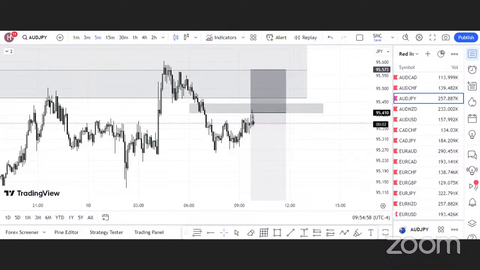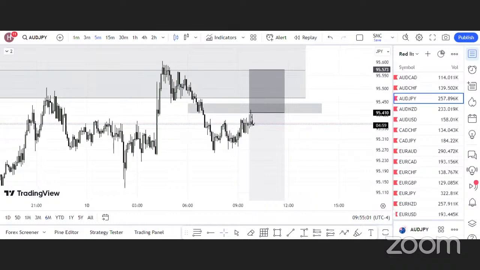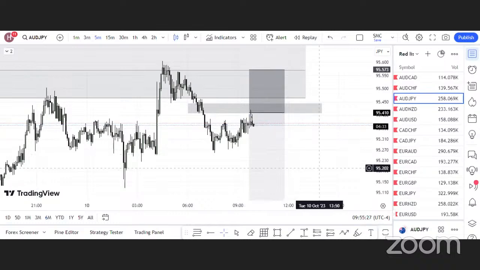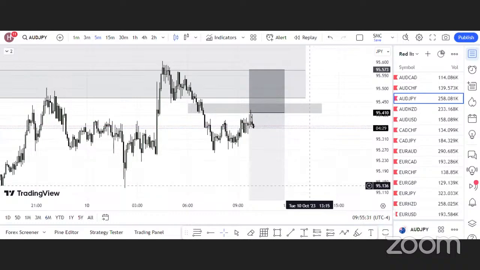AUDJPY. 3, 2, 1. Guys, sell AUDJPY. AUDJPY, sell. Okay. I'm selling AUDJPY. Yes. I'm selling AUDJPY. Oh, it was a sharp entry.